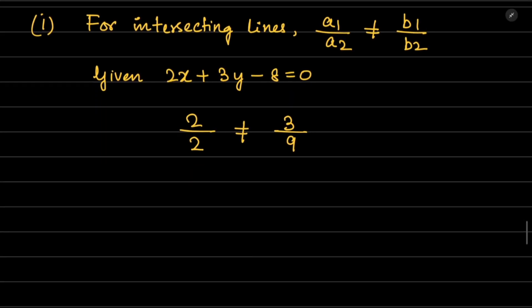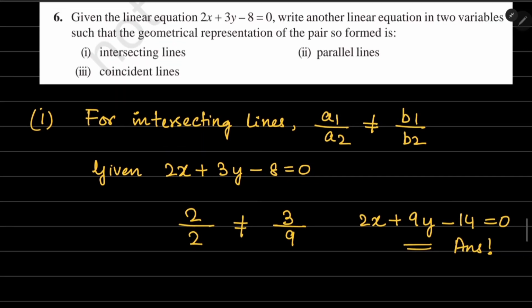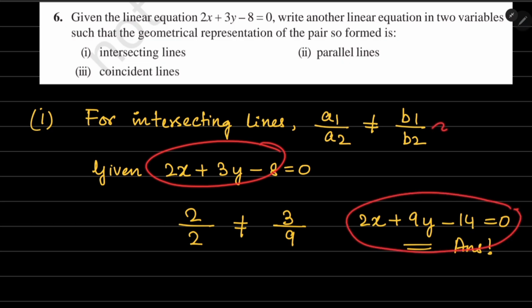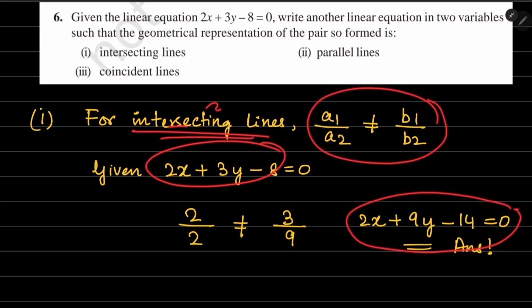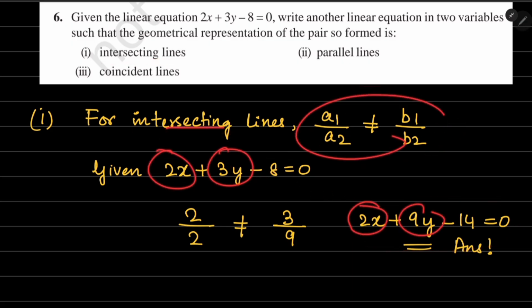You have to write another linear equation. So what can it be? 2x plus 9y minus 14. Any number you can write equal to 0 can be your another linear equation such that, as a pair with respect to the given equation, you are forming another new equation which satisfies the condition for intersecting lines. So here also, a1 by a2 will not be equal to b1 by b2. Therefore, it is intersecting.